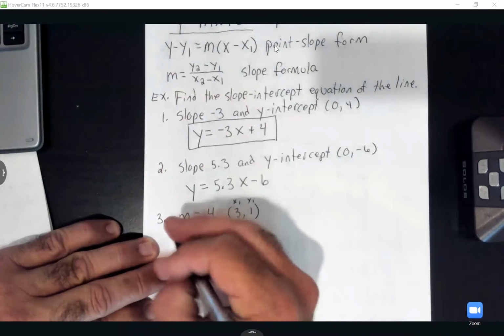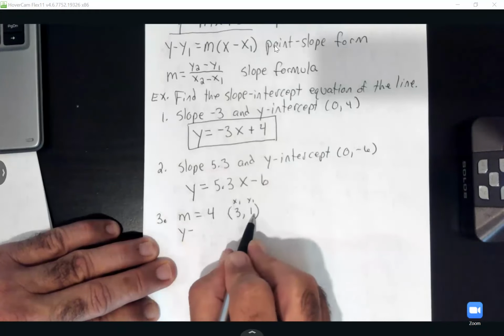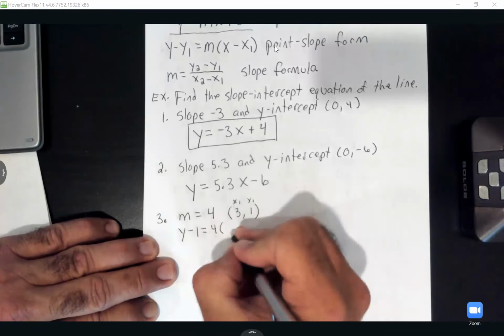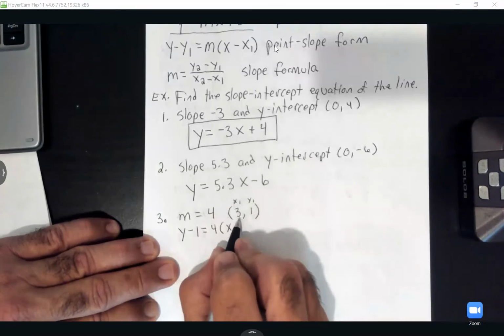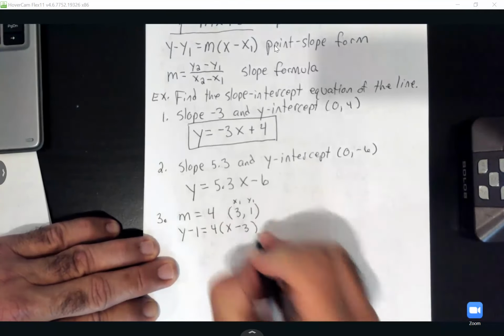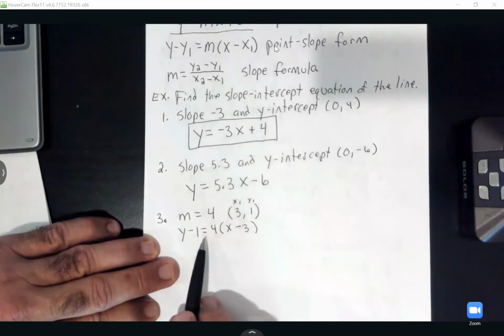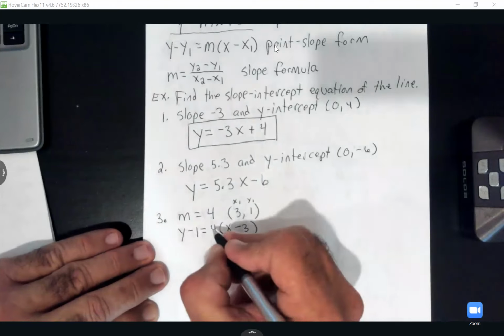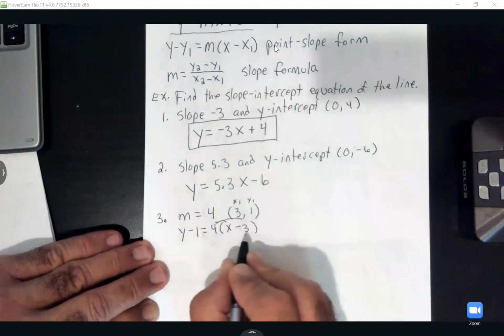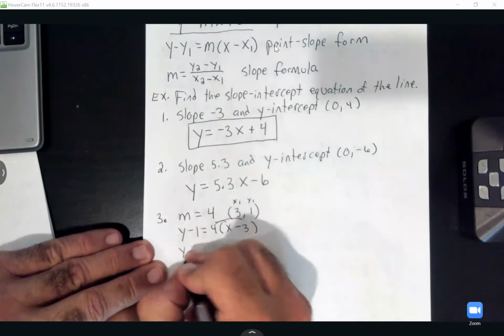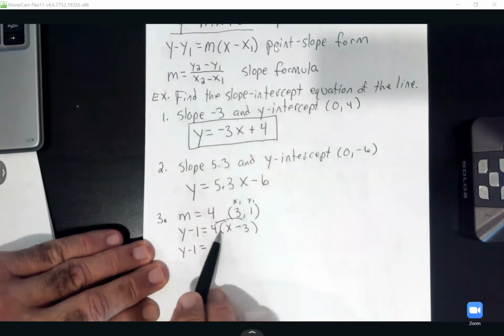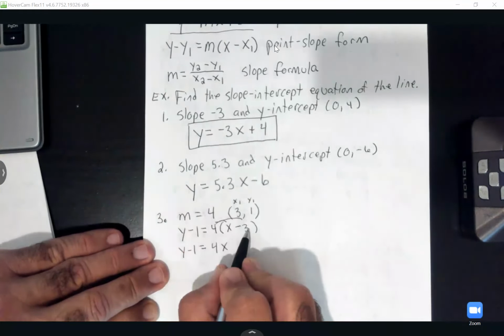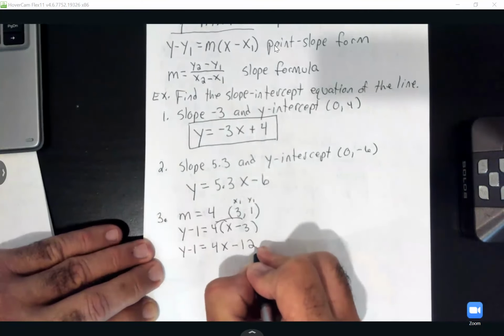So here we go. We got y minus y1, which is 1, equals my m, which is 4, times x minus x1, which is 3. So for the point, plug in for the x1 and the y1. Now we just simplify this. So to simplify this formula, you start out by multiplying through these parentheses. So bring down this y minus 1. Multiply the 4 times the x, you get a 4x. Multiply the 4 times the -3, you get a -12.